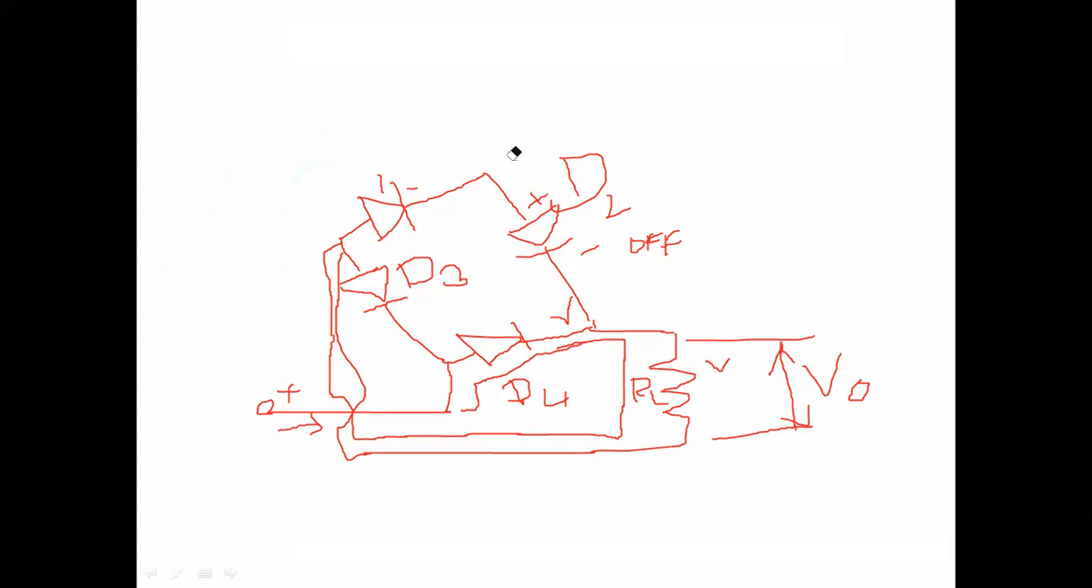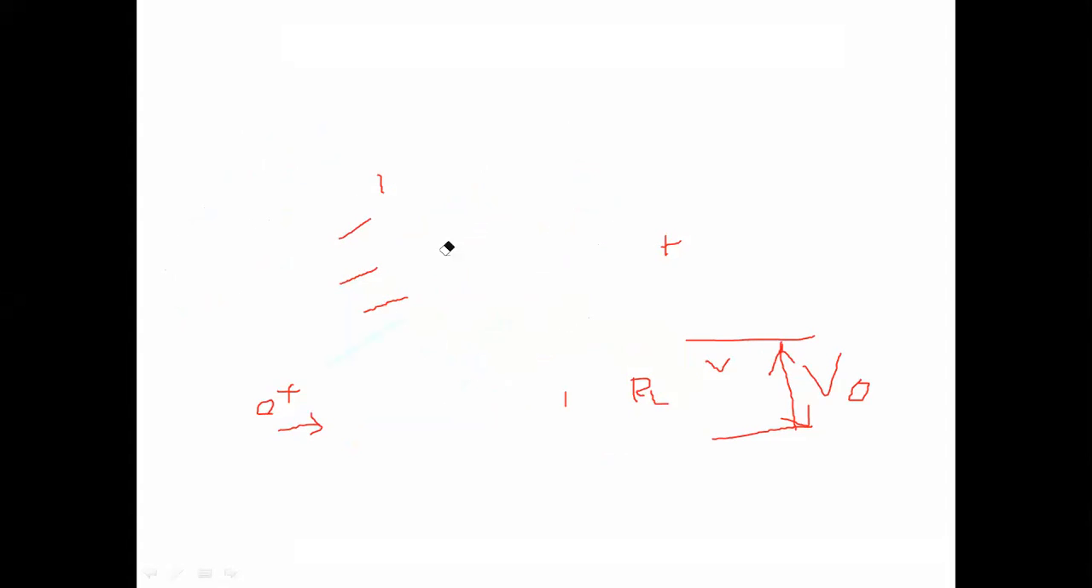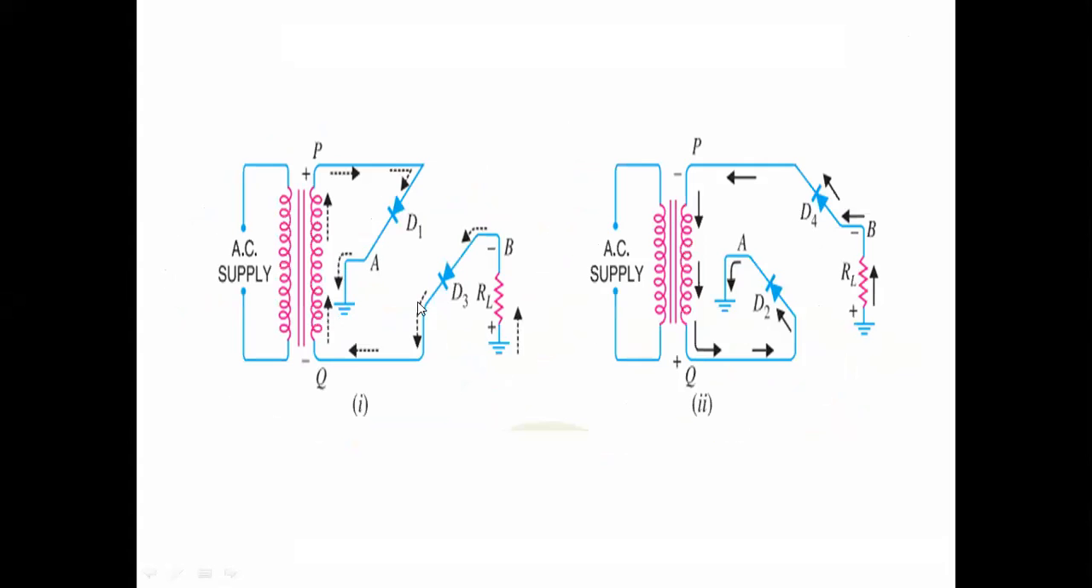So in a positive half cycle, two diodes will be on and the other two diodes will be off. In the negative half cycle, the other two diodes will be on and the first two diodes will be off. So whichever diodes are on, the direction of the current flowing is the same. This is shown here.